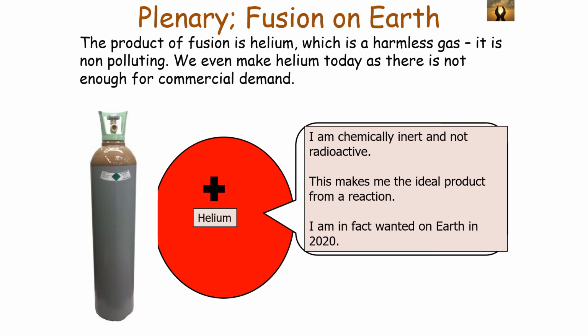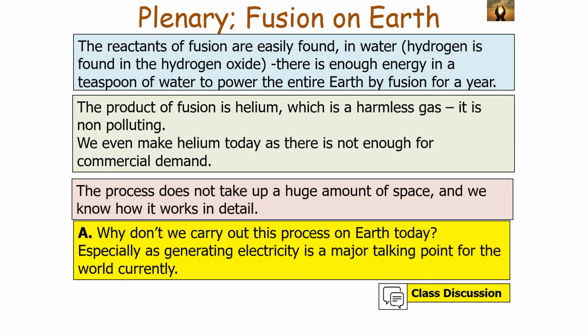So as a result, let's just recap. The reactants of fusion are easily found in water. There's enough energy in a teaspoon of water to power the entire Earth by fusion for a year. The product of fusion is helium, which is a harmless gas. It's non-pollutant, and we even make helium today as there's not enough for commercial demand. And this nuclear fusion process does not take up a huge amount of space, and we know how it works in great detail. Now, why can't we carry out this process on Earth today, especially as generating electricity is a major talking point for the world currently?